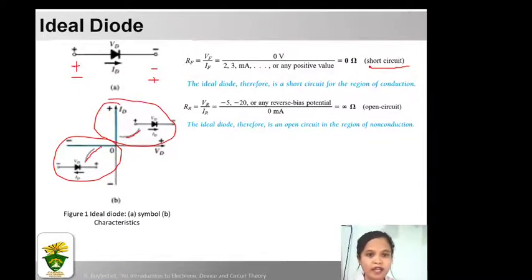Meaning, open circuit. So, just remember, kung naa ta sa conduction region, ideal diode, ang resistance sa atong ideal diode is 0 ohm. While kung open circuit, ang resistance sa atong ideal diode is infinite, meaning open circuit. Also, try to remember, short circuit, meaning naay kurente ni flow sa atong diode. Open circuit, walay kurente ni flow.